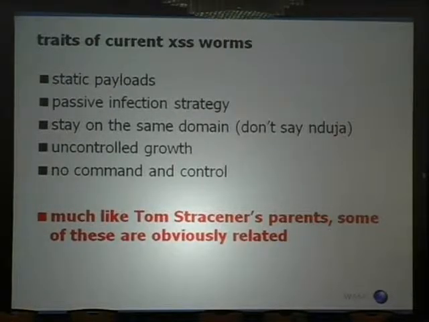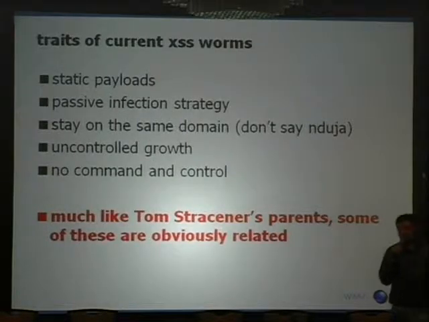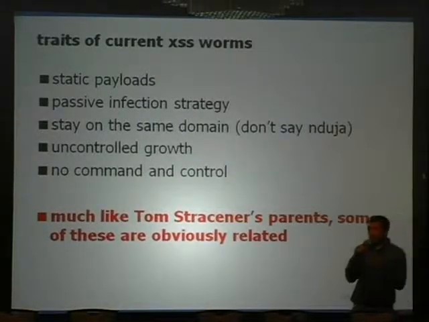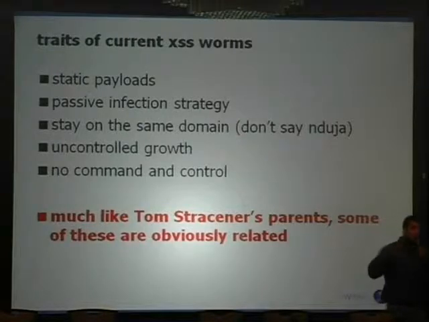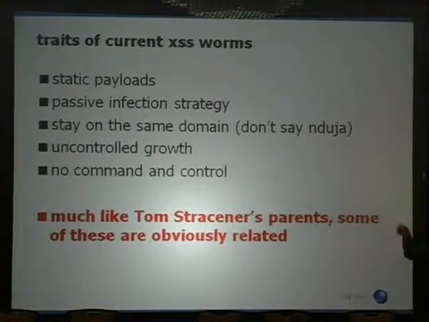So traits of the current worms: they're static, passive infection strategies, and stay on the same domain. There was one worm that jumped across domain. Actually, there was a couple. But the reason they were able to jump across domain is because the application's custom code took that message and sent it to another domain. That's not really jumping across domain. That's not reliable. It's only going to work for one site.